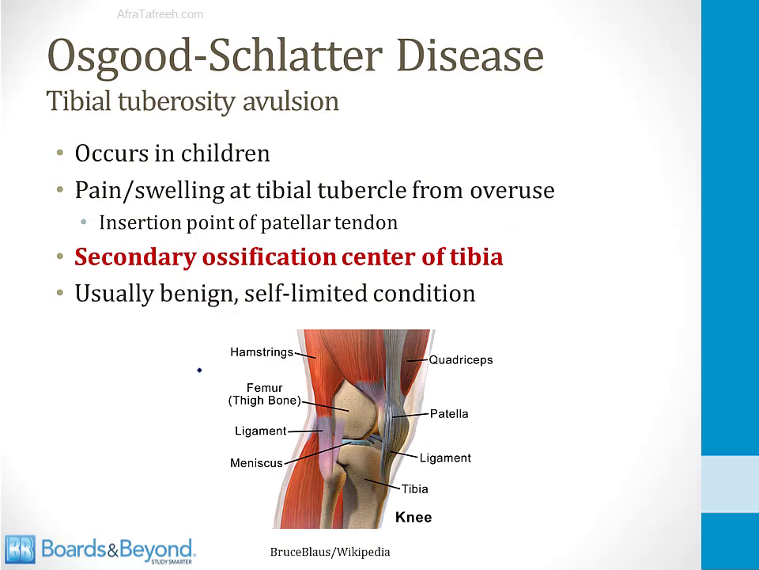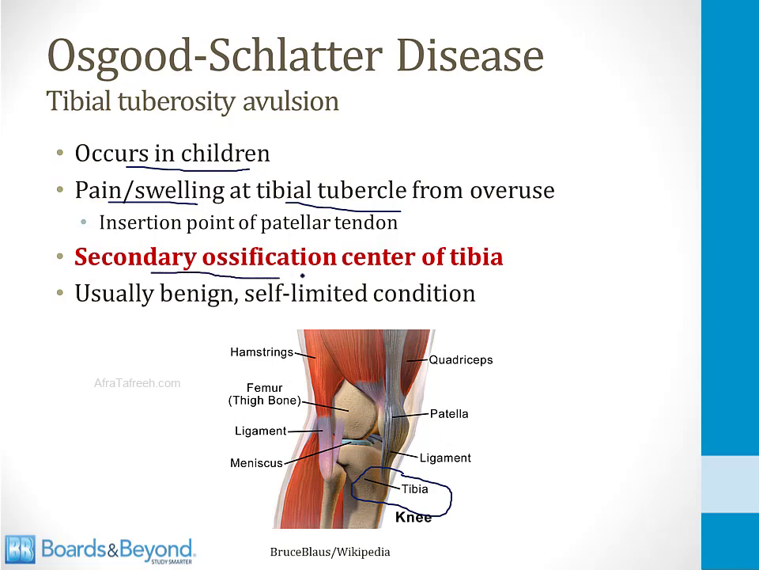Osgood-Schlatter disease, which is also called tibial tuberosity avulsion, is a disorder that occurs in children where they develop pain and swelling at the tibial tubercle from overuse of the knee. The tibial tubercle is a swelling in the tibia shown here in the picture where the patellar tendon inserts. So from overuse with the patellar tendon tugging on the tibia at this point, that can lead to pain and swelling.